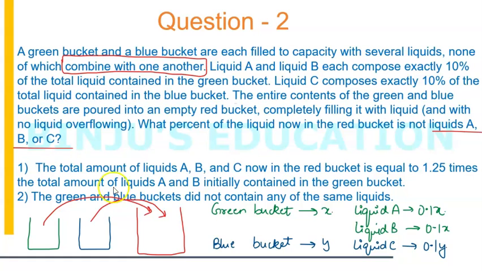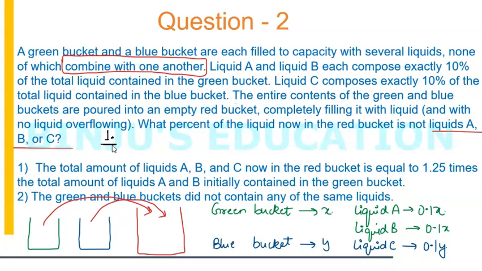Okay, so statement number 1. The total amount of liquids A, B and C now in the red bucket is equal to 1.25 times the total amount of liquid A and B initially contained in the green bucket.